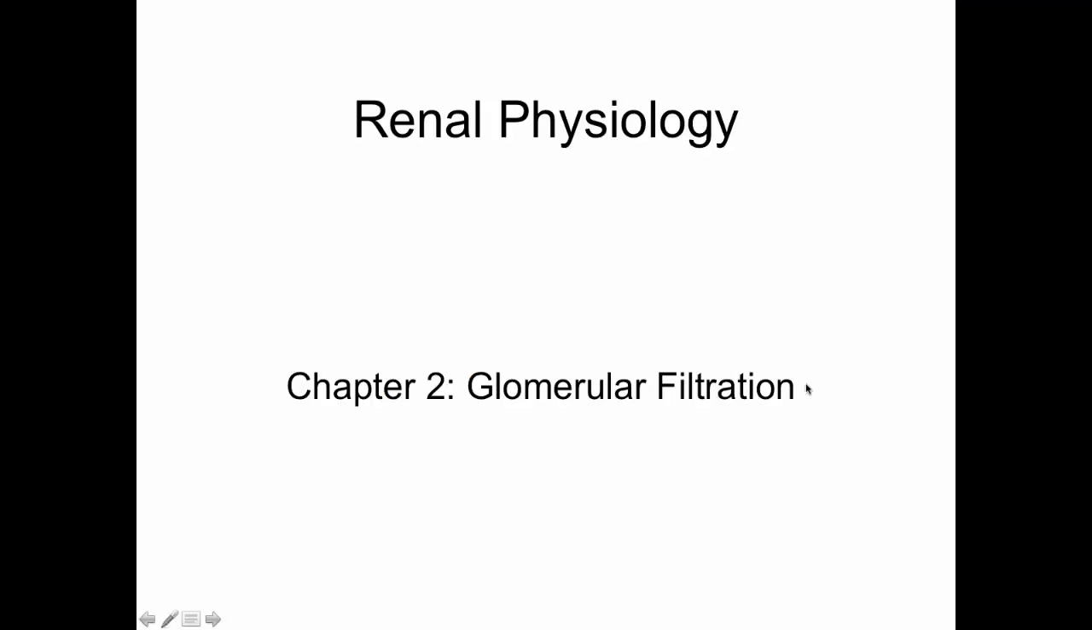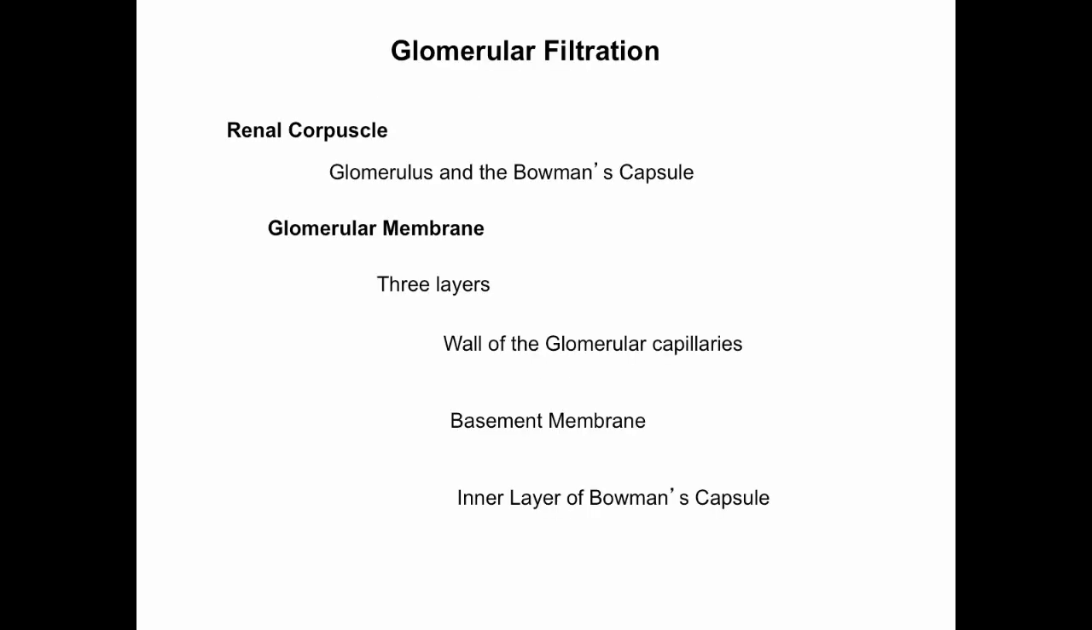Okay, so our next topic, we're going to talk at greater length about glomerular filtration. Glomerular filtration is the first step in the formation of urine. It occurs at this portion of the nephron that is sometimes referred to as the renal corpuscle. The renal corpuscle is simply the glomerulus, the glomerular capillaries, and Bowman's capsule. Together, the glomerulus and Bowman's capsule are referred to as the renal corpuscle.